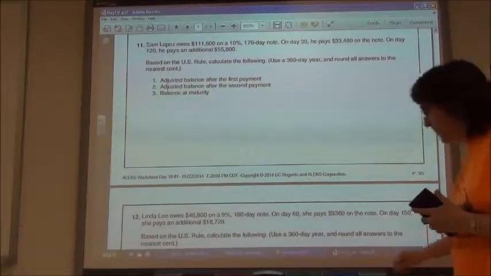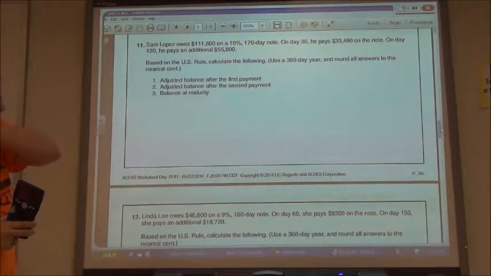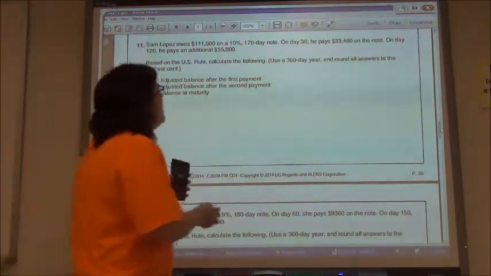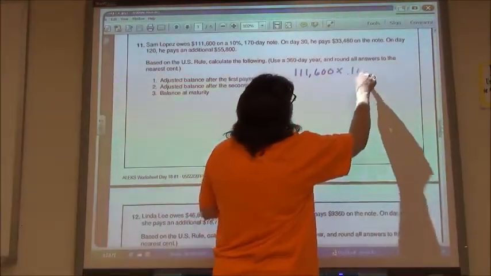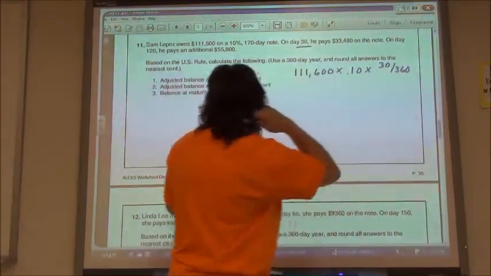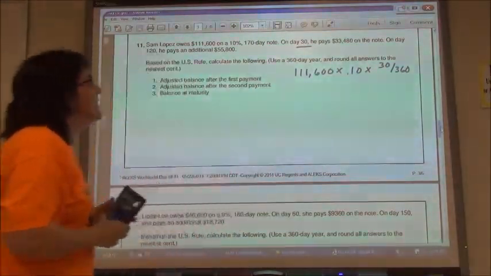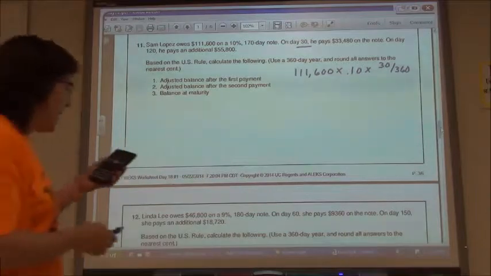Number 11. Same kind of thing. Sam Lopez owes $111,600 on a 10% 170 note. Day 30, he's going to make his first payment. So I'm going to take my $111,600 times 10% times 30, day 30 out of 360, because we're going to use ordinary time. If it doesn't say, we're going to use the 360, but it does tell us to use the 360 anyway. So 111,600 times 0.10 times 30 divided by 360 gives me $930.